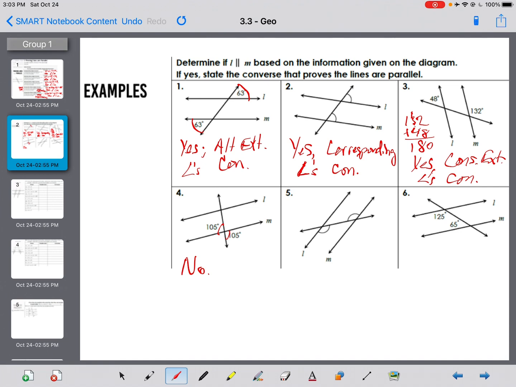Number 5. These are already marked. They're on different sides. They're on the inside, so that's going to be a yes. That's alternate interior angles converse.